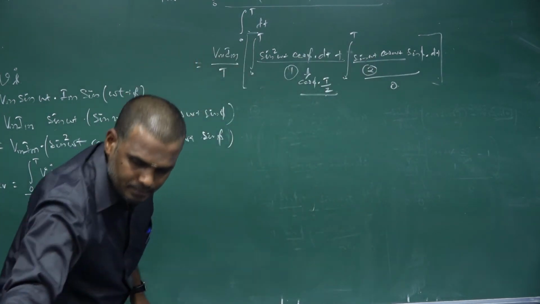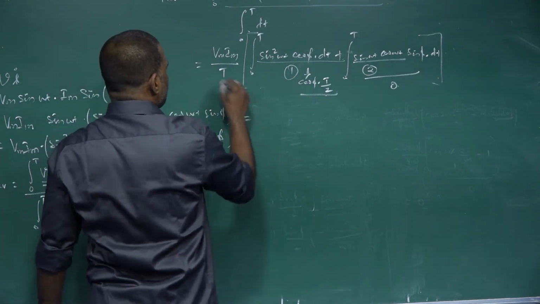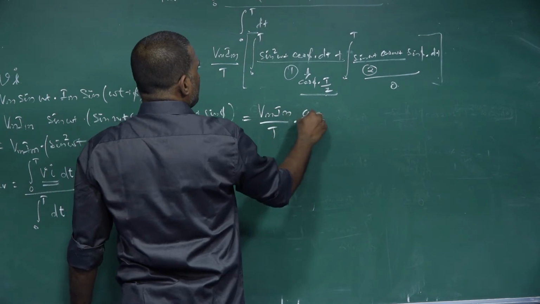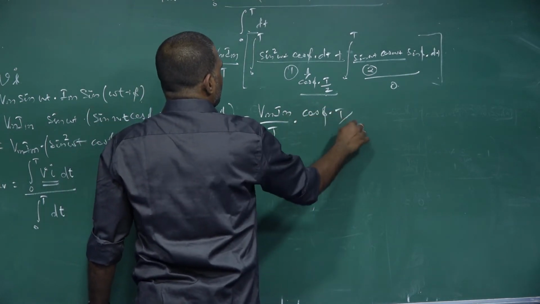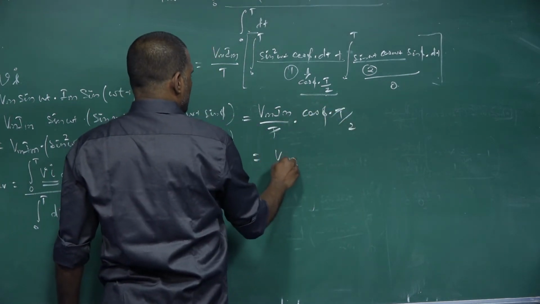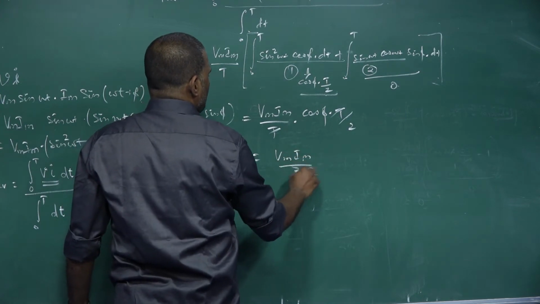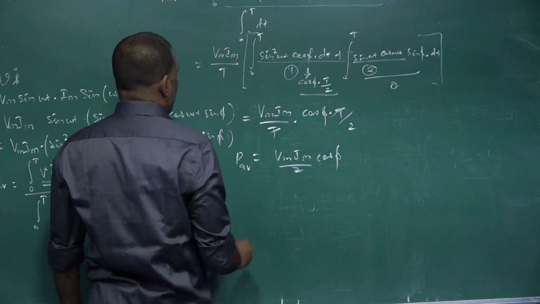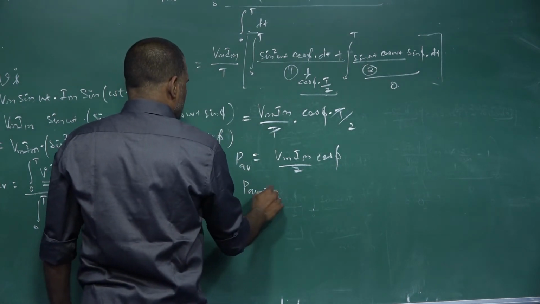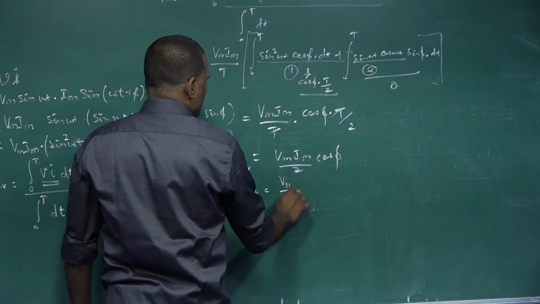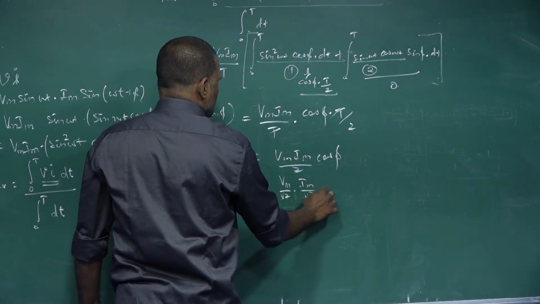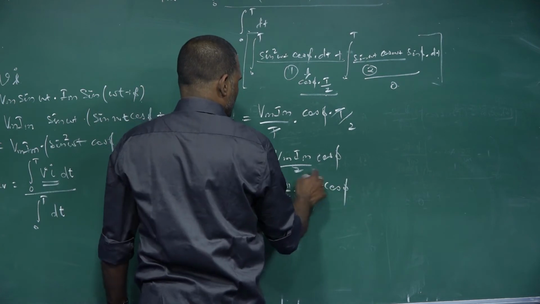Now I can write the result of this integration, which is Vm Im by capital T into cos phi into t divided by 2. T gets cancelled out. Vm Im by 2 cos phi. This is the average power, P average. And this can also be expressed as P average is equal to Vm by root 2, Im by root 2 into cos phi. See, root 2 into root 2 is 2.